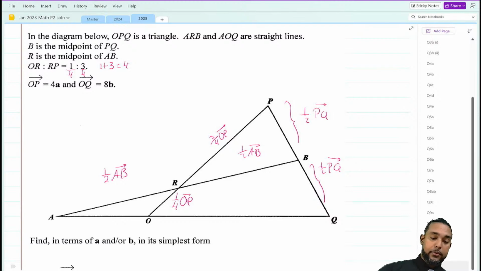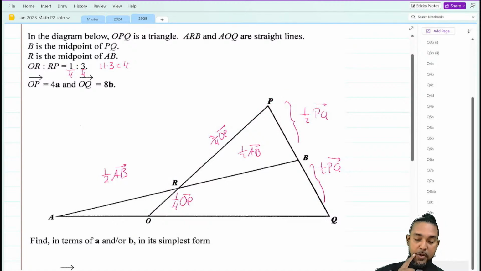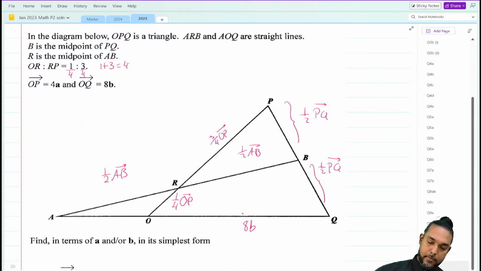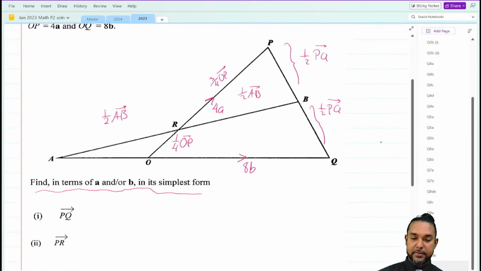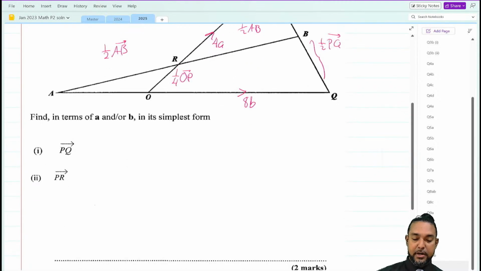Okay. Now they go on to tell us OP is 4A. So the whole line is 4A, and then OQ is 8B. And OR is 4A. I feel I should have used different colors for this. Now find, in terms of A and or B in its simplest form, PQ, PR, and RB.